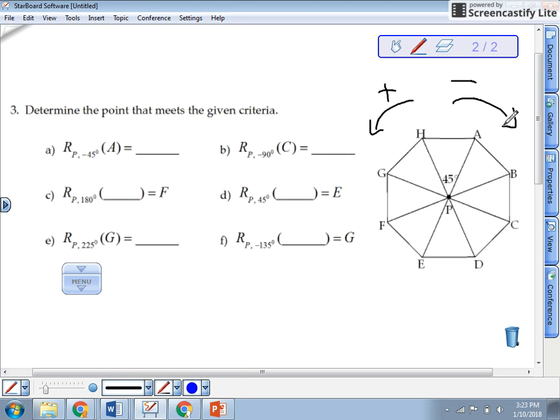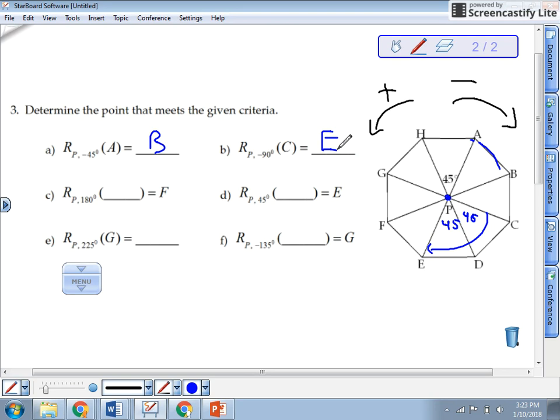I'm going to rotate negative 45 degrees, and I'm rotating A. So here's A. I'm rotating negative 45, which is this way, so that would be B. In number B, all right, I'm going to rotate again C now. So C, and I'm going to rotate negative 90. Well, if this is 45, and each of these are 45, from here to here would be 90, so that would take me to E. And then you're going to continue through each one of these.